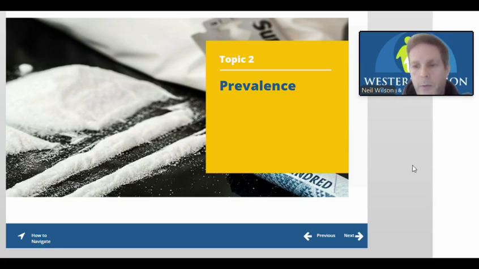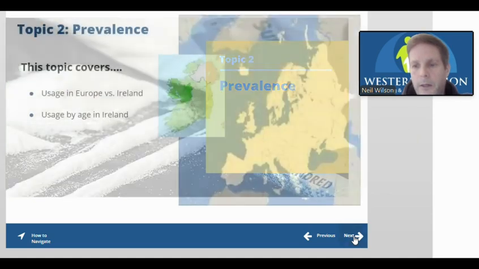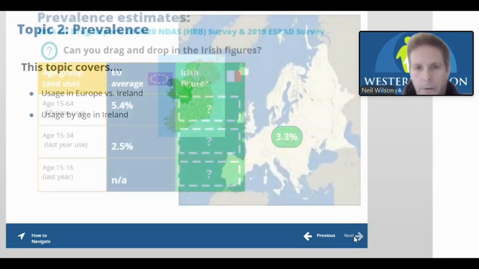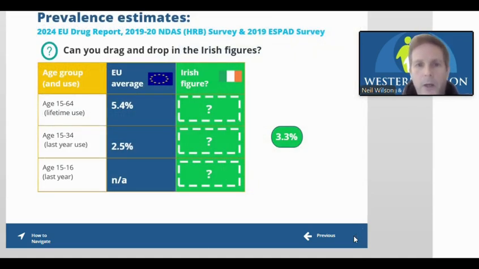Turning now to prevalence, we'll look at the figures that are relevant both in Europe and in Ireland. If we have a look here, we can see, based on the most recent reports that we have available, that approximately 1 in 20 Europeans in the 15 to 64 age range have used cocaine at least once in their lifetime. That's what we understand by lifetime use. About 2.5% have used it with younger people in the past year.